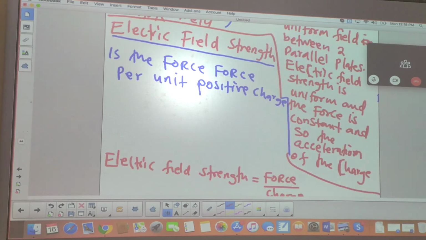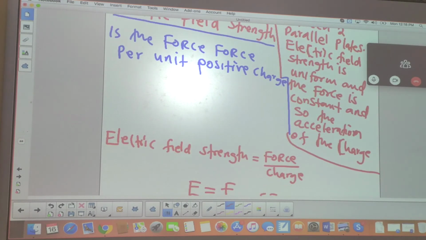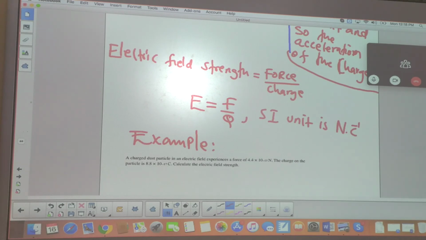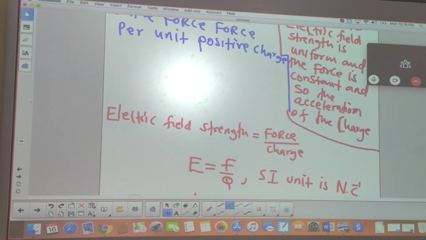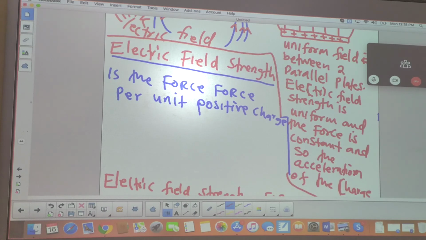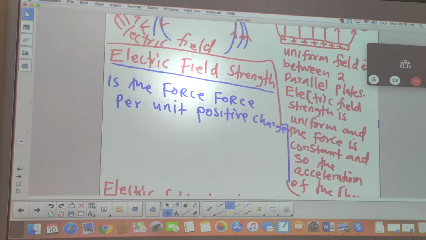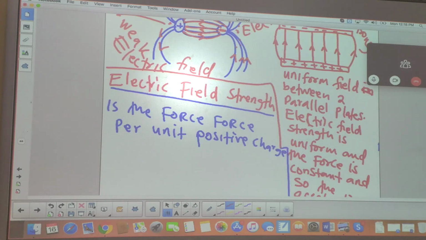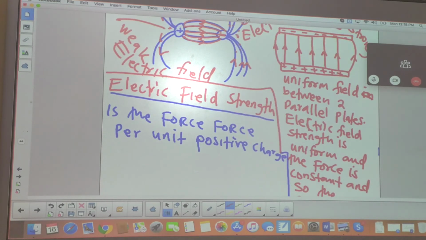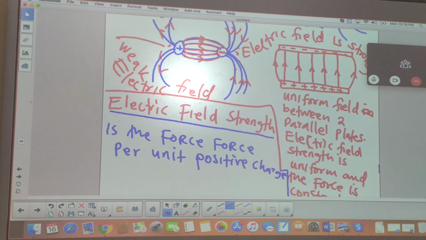Where it's stronger, where what? Where the electric field lines are closer to each other. And it's so many. You can see. Between the particles. No, not between the particles. In one side, if you look at.